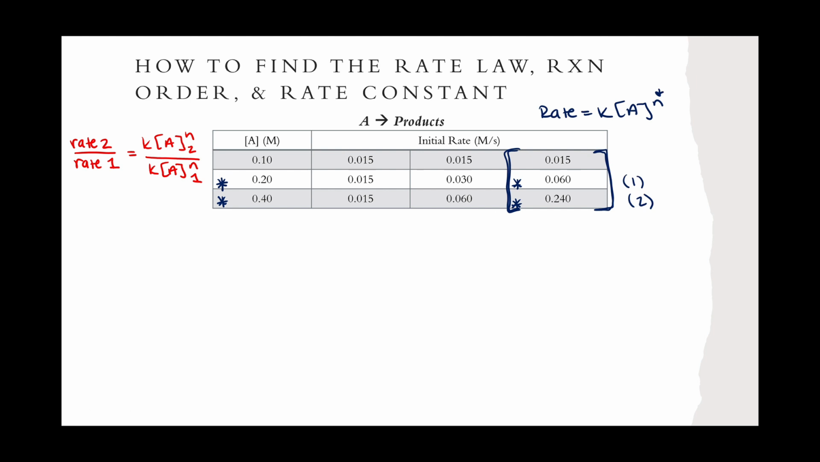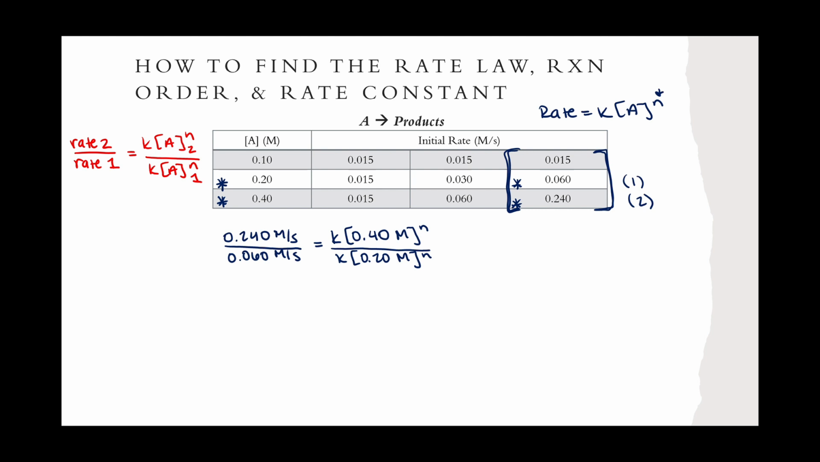My rates I see are 0.240 molarity per second divided by 0.060 molarity per second. And those are going to be equal to K times the concentration of A, the second concentration of A, so that'll be 0.40 molarity raised to the n power, divided by K of the first times the first concentration raised to the n power.